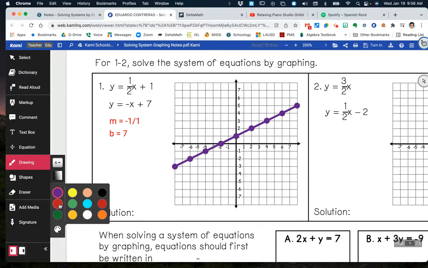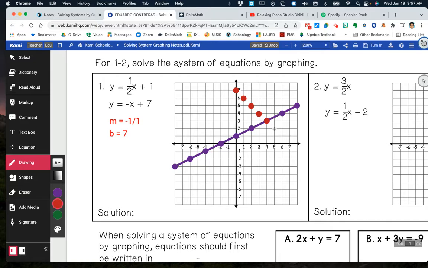Pick a different color if you like. I'll pick red, I guess. Okay. Where am I starting my second line? At 7, because it's plus 7. So right there. And then the slope is -1/1, so you go down 1, to the right 1, down 1, to the right 1. And make several points because one of those will cross, and I think I already see where it's going to cross. So just keep on going down 1, to the right 1.